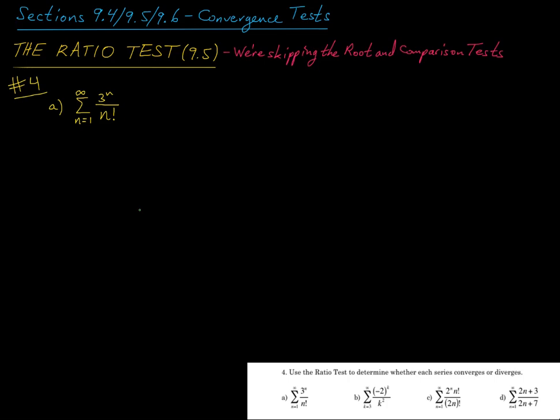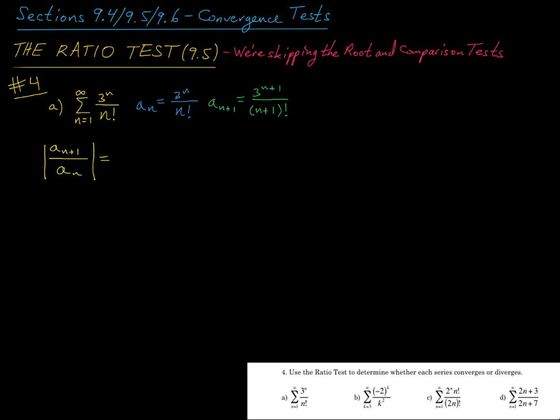Question 4 says, use the ratio test to determine whether each series converges or diverges. For part A, we're looking at the sum of 3 to the n over n factorial, and n starts here at 1. And so to apply the ratio test, we're going to start by looking at this ratio, which is a sub n plus 1 divided by a sub n.